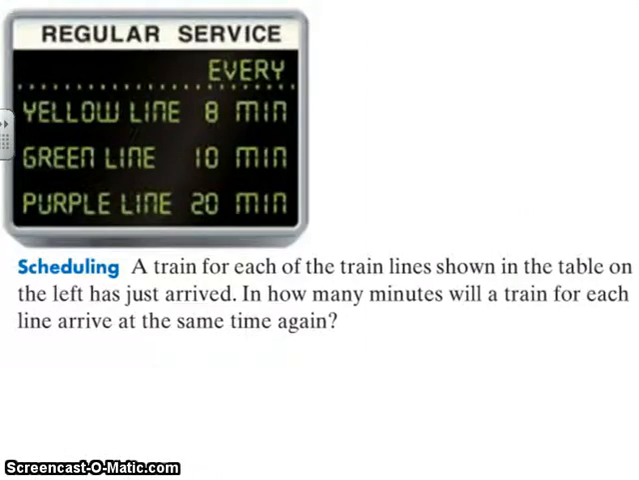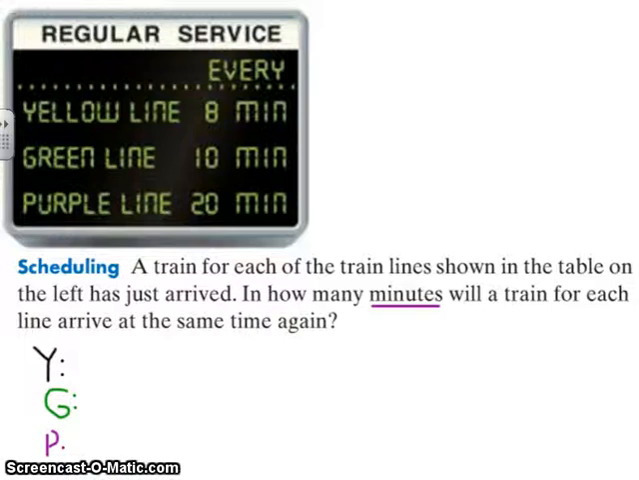Another story problem, talking about trains. A train for each of the train lines shown in the table above has just arrived. In how many minutes, that's going to be our label, will a train for each line arrive at the same time again? I want you to pause, reread the question, and see if you can figure out the answer.